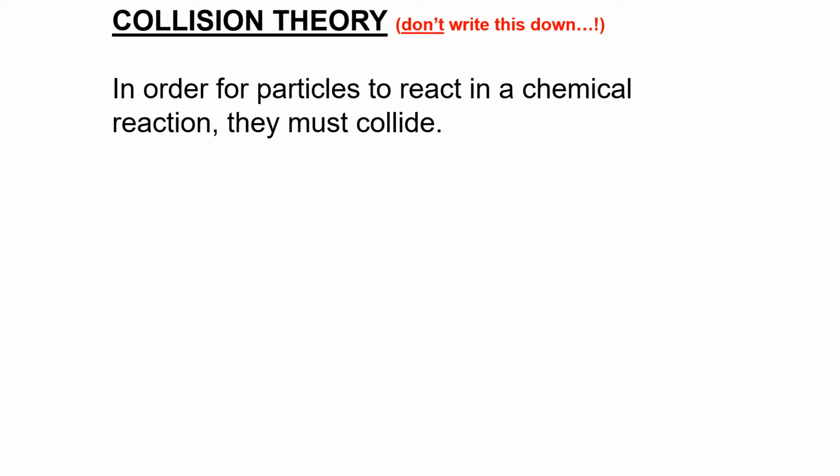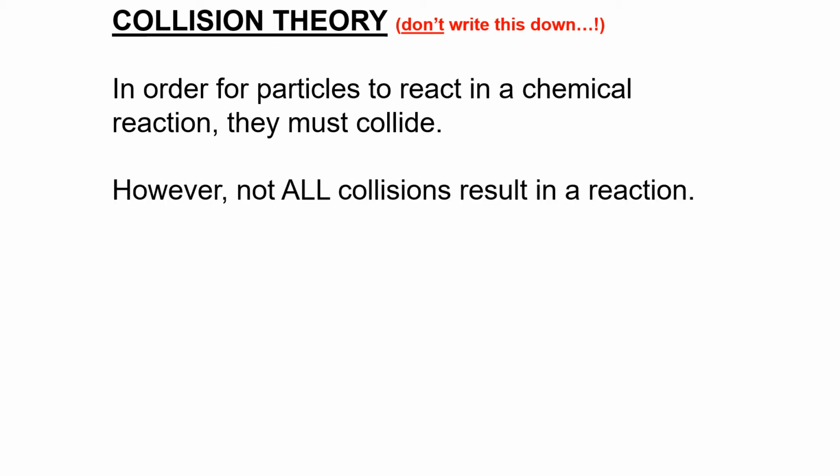In order for particles to react in a chemical reaction, they must collide. Now what I mean by that is that we can't just put A plus B together in a beaker and expect C to form. A and B must collide in order for C to be made. However, not all of those collisions between A and B will result in a reaction. Quite often, the majority of the collisions won't result in C being formed if A and B collide.